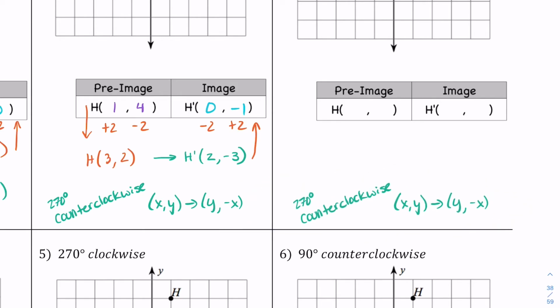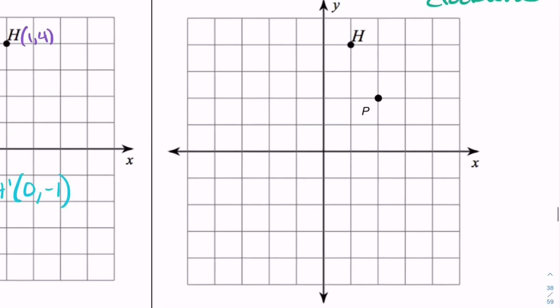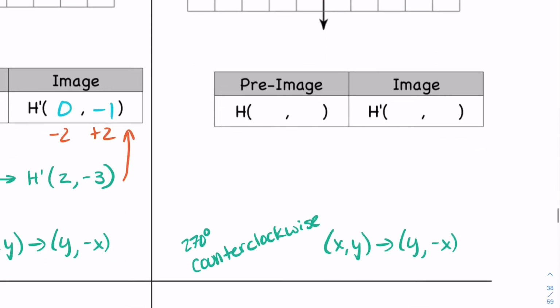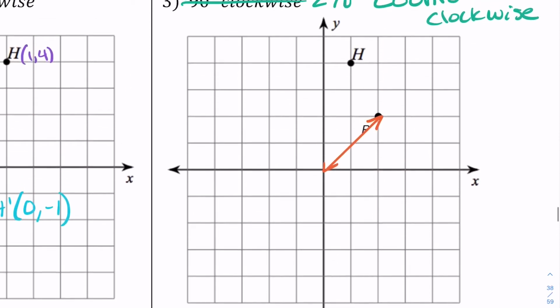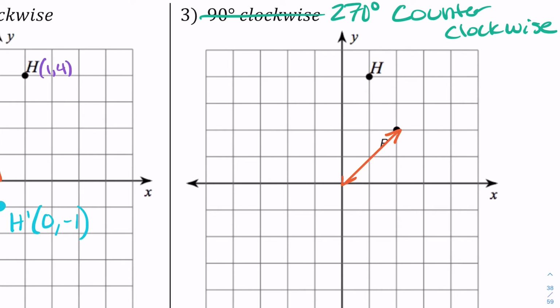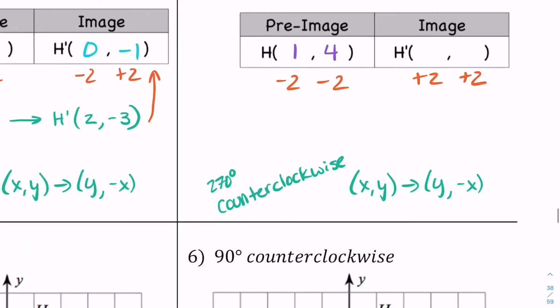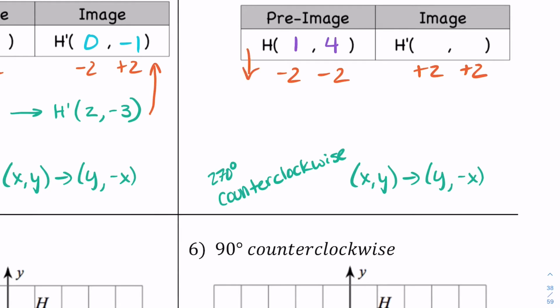You can pause the video if you want to, write it down. This one we got to do -2, -2, and then we're going to do +2, +2. And I need to find out where is H. H is at 1, 4 still. So H is really going to be -1, 2.